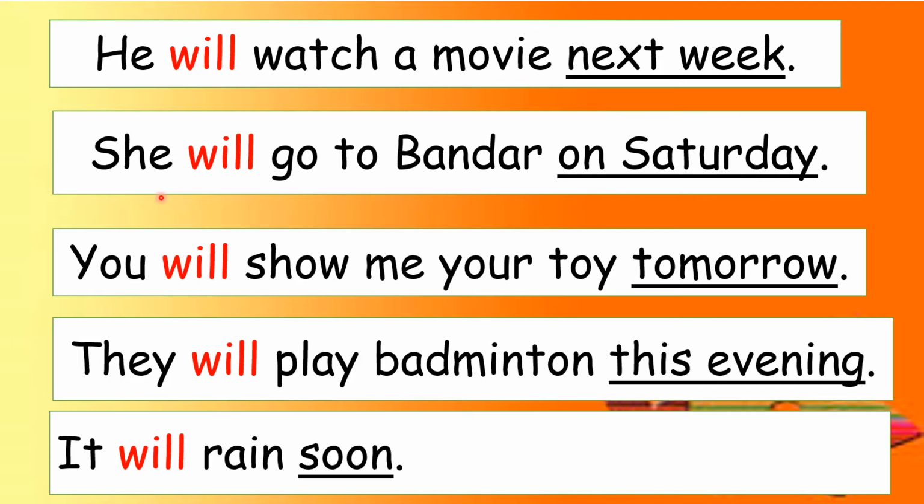Remember, kids, if the sentence begins with he, she, you, they, and it, use will if they are referring to activities that will happen in the future, like next week, on Saturday. So, for example, today is Monday, so the activity will happen on Saturday. That is a few days from now. Then tomorrow, this evening, or soon.